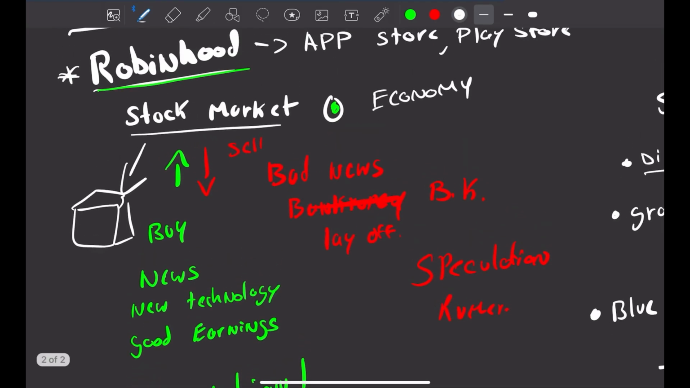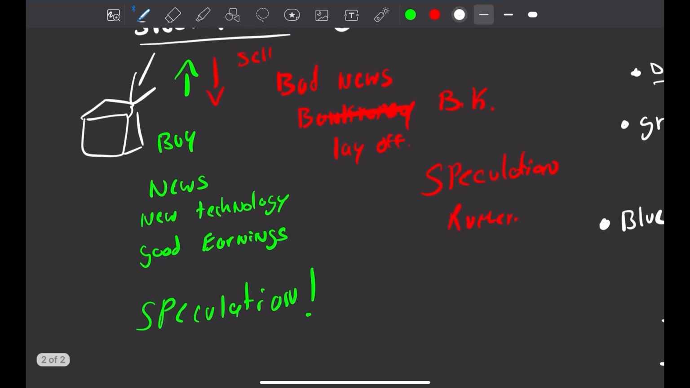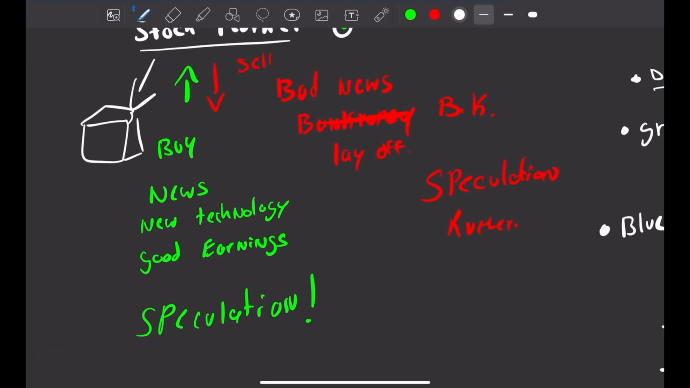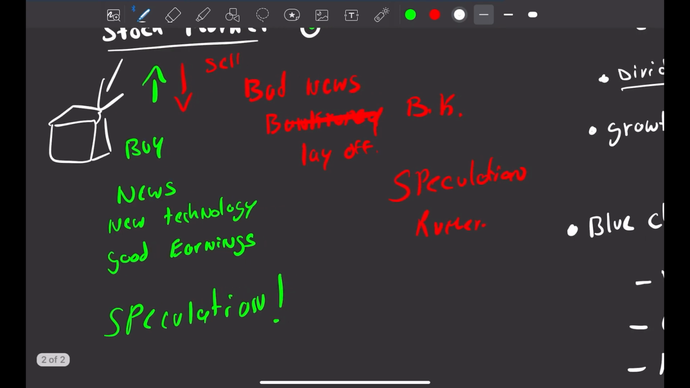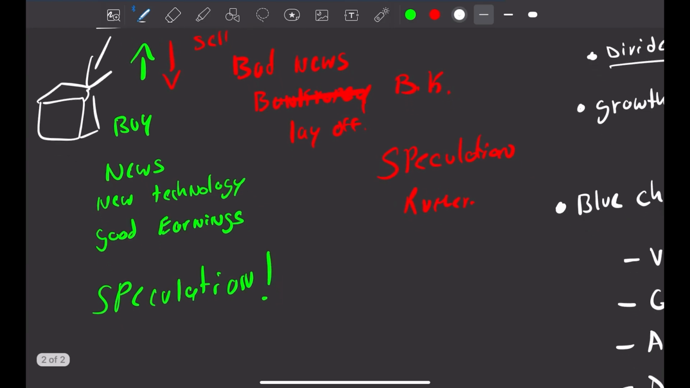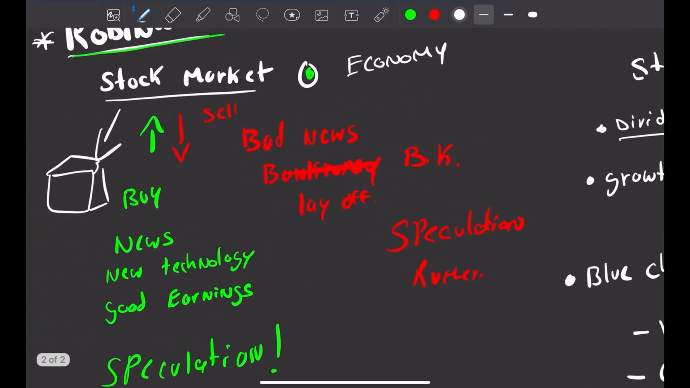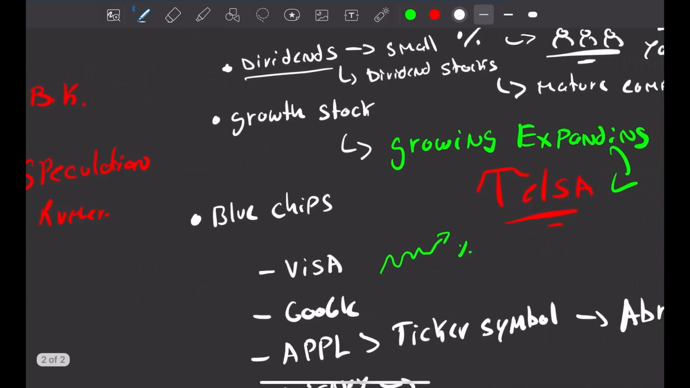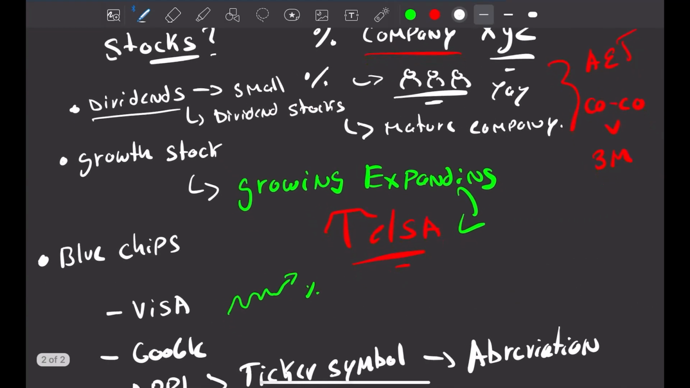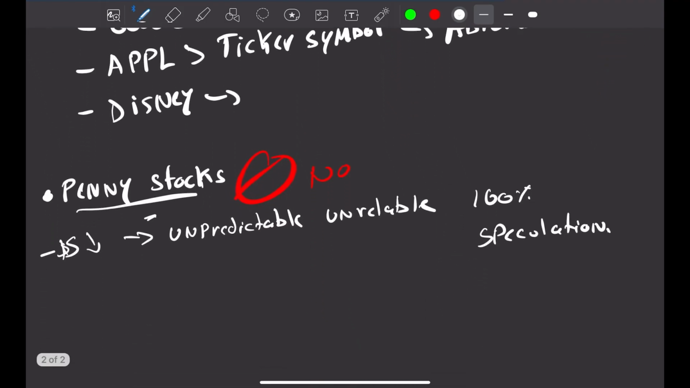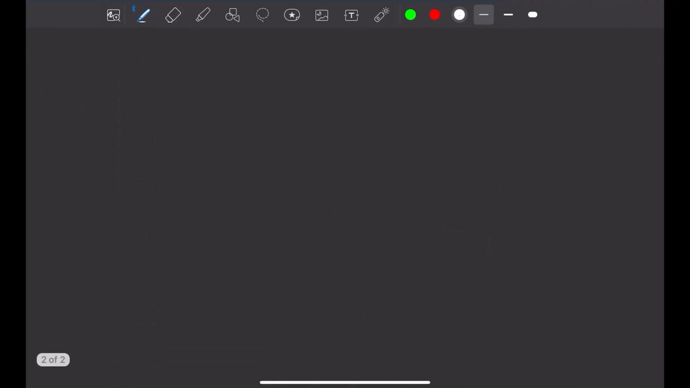You're selling and buying commodities. You can buy a stock, and it goes up or it can go down depending on buyers and sellers, so the different pressures, right? It goes up by news, new technologies. It goes down by bad news, layoffs, speculation as well, or bankruptcy. That's a big one, especially when a company goes bankrupt. We discussed different types of stocks, such as dividend stocks, growth stocks, blue chips, and penny stocks. Okay, so I hope you guys understand all those basic terms. So let's get into some terminology.